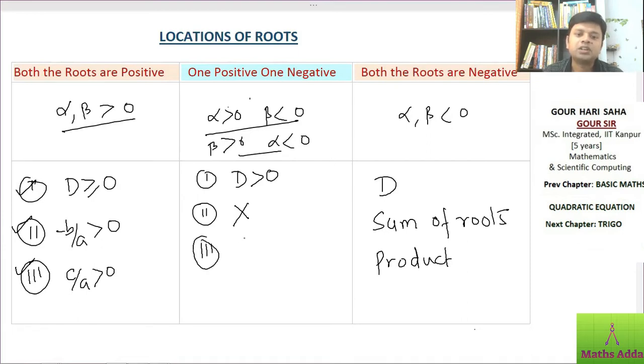Third is, what is the product of roots? That is C by A. C by A, one positive, one negative, this means this will be less than 0. Now when C by A is less than 0 means what? C and A have opposite signs, right? If C is positive, A must be negative, then it will be less than 0. So what can you say about AC? It will be less than 0. Then what can you say about B square minus 4AC?